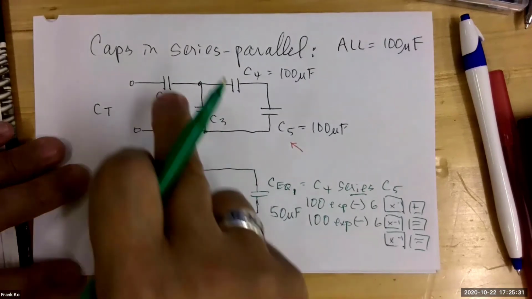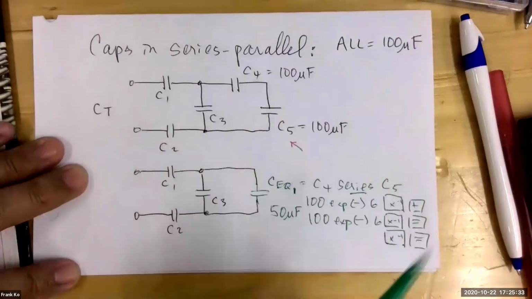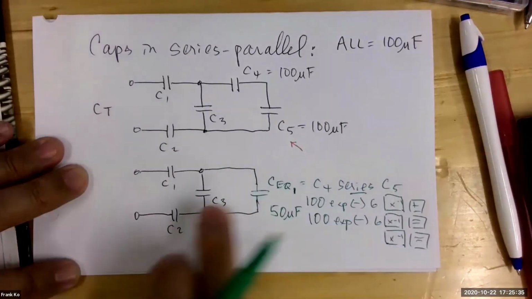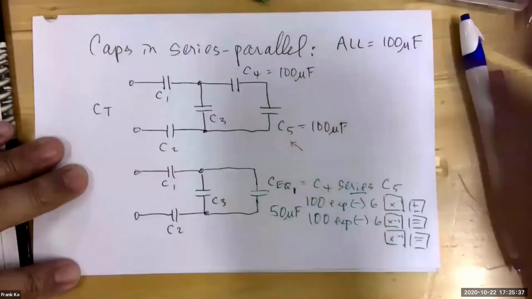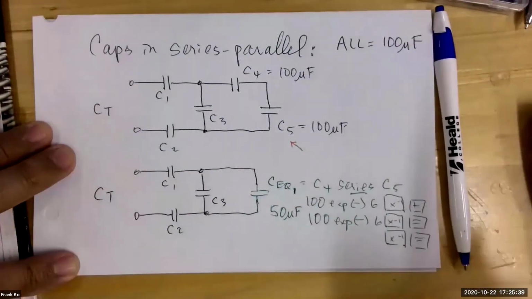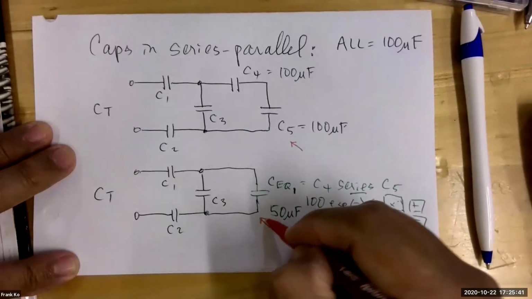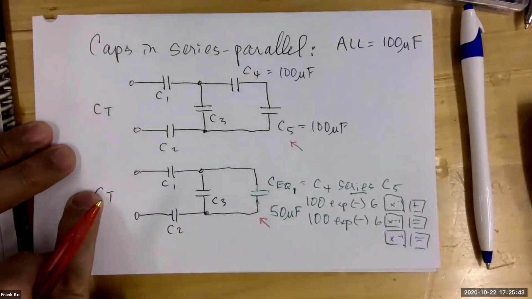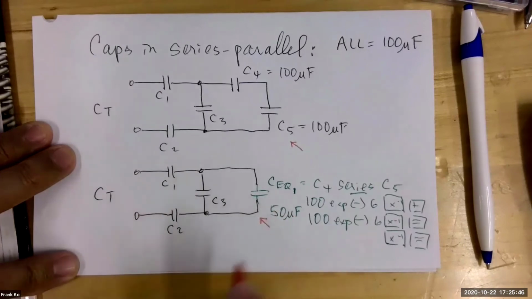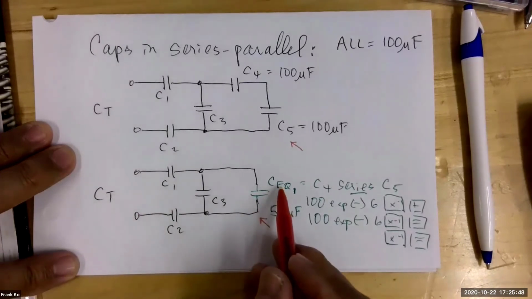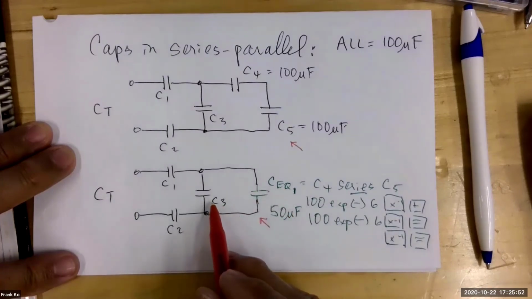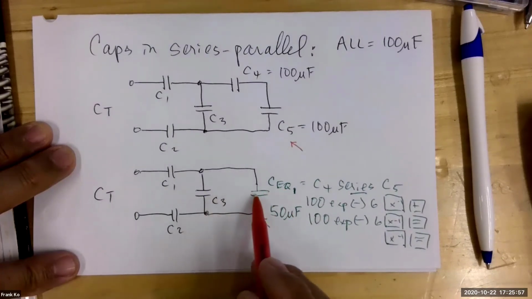So now we've taken 1, 2, 3, 4, 5 caps and reduced it down to 4. I'm still looking for CT over here. As I'm looking at this, again, I put my eyeball here, farthest away from my measuring point. What do I see on this wire? I see a C equivalent, and what's its relationship with C3? These two are what relationship?